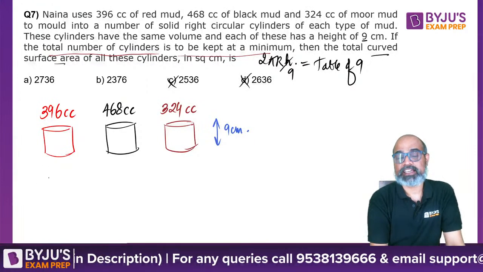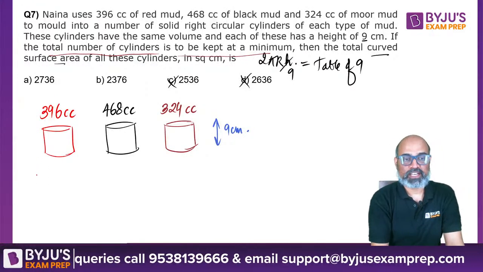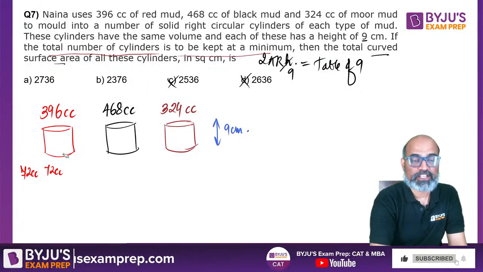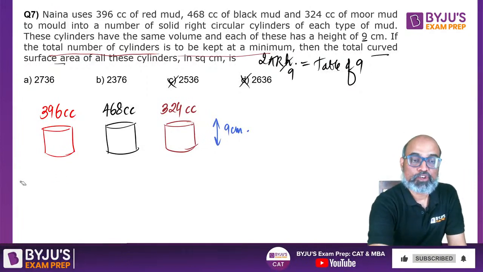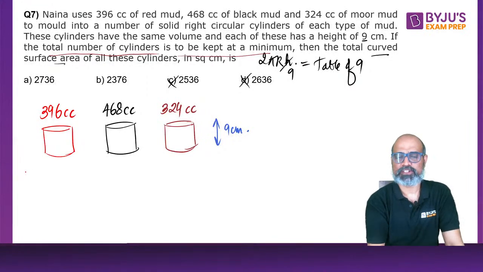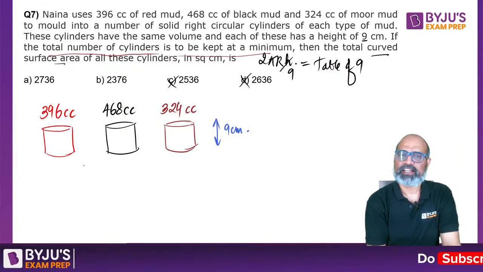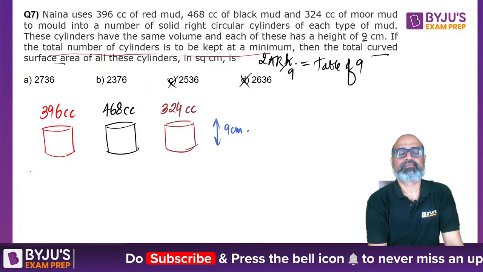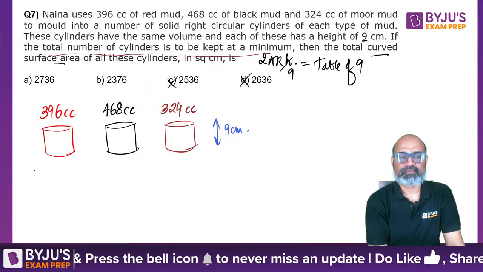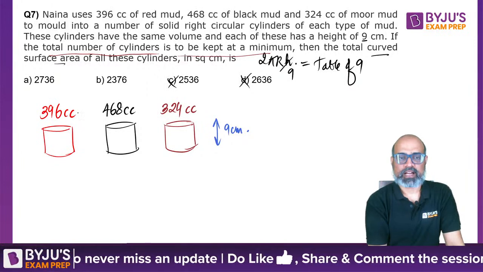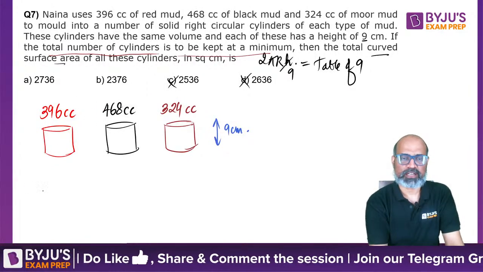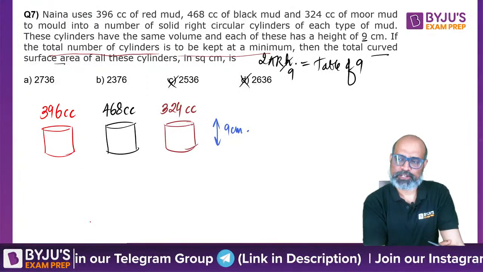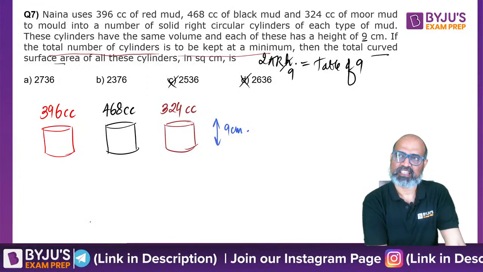If 72 is the HCF, it means if I break down 396 into 72 cc volumes, how many parts can I break it into? 396 by 72, how much is that? Are they all divisible by 72? They are jumping by 72, no? So will 396 be divisible by 72? 72 into 5 is 360.